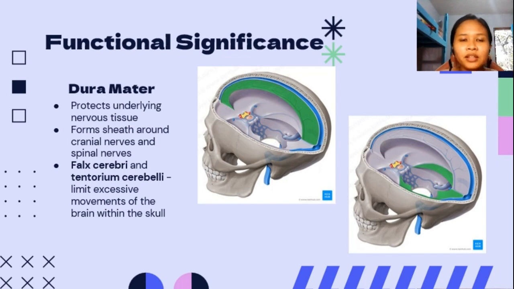Why are these important? The tough dura mater protects the nervous tissue. It forms a protective sheath around cranial nerves as they exit the different foramina of the skull, and it also protects the roots of the spinal nerves. Here we highlight two important structures which are enfoldings of the dura mater: between the cerebral hemispheres, the falx cerebri, and between the cerebrum and the cerebellum, the tentorium cerebelli. Together, they limit excessive movements of the brain within the skull, like how a seatbelt secures a passenger onto their seat.